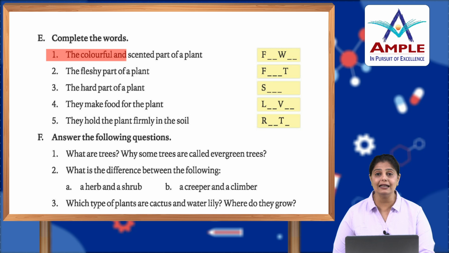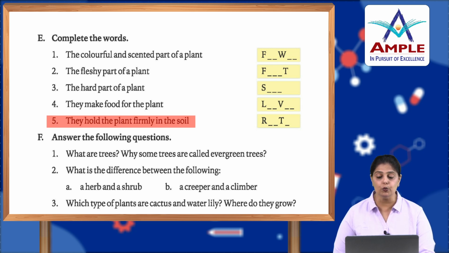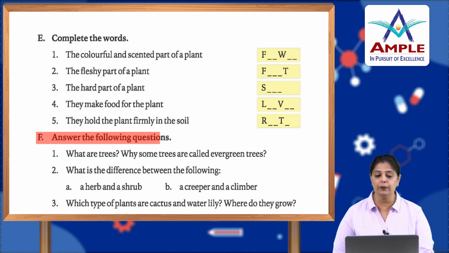The colorful and scented part of a plant is known as a flower, F-L-O-W-E-R. The fleshy part of a plant is known as the fruit, F-R-U-I-T. The hard part of a plant is known as the stem, S-T-E-M. They make food for the plant. What is it? Leaves, L-E-A-V-E-S. They hold the plant firmly in the soil. It's the roots, R-O-O-T-S.